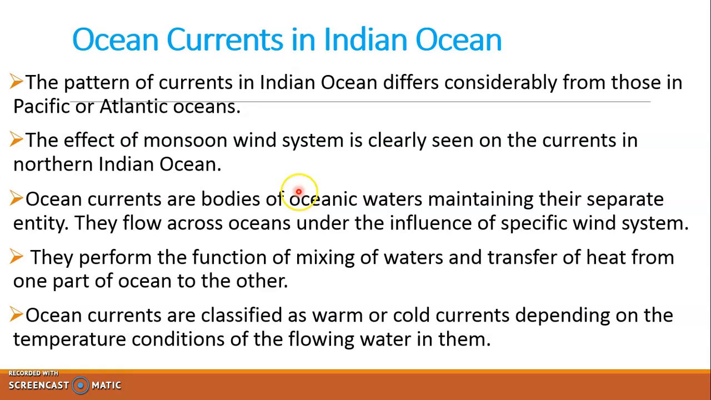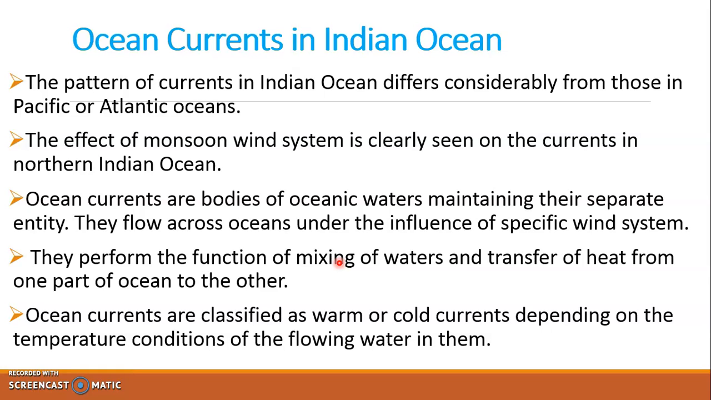Ocean currents are bodies of oceanic water maintaining their separate entity. They flow across oceans under the influence of specific wind systems. They perform the function of mixing of water and transfer heat from one part of the ocean to another part of the ocean. So mainly there is a mixing of water, means the highly heated water is mixed with low heated water. So this is how the mixing of water takes place, and because of that the currents vary and the currents are generated.